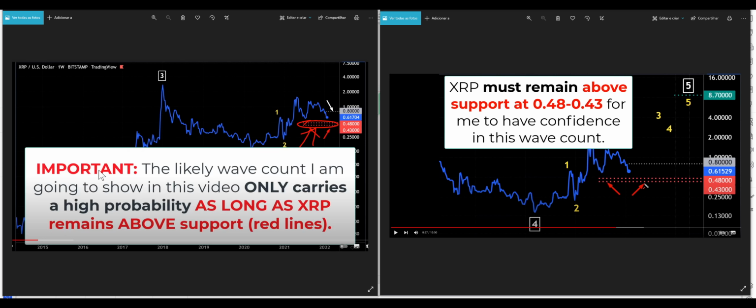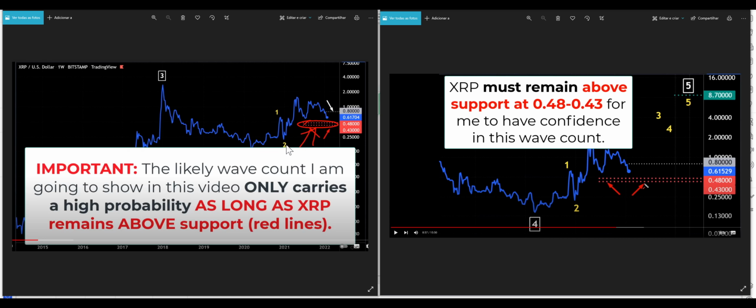So the first one here, important. The likely wave count I am going to show in this video only carries a high probability, it's highlighted, have this in mind, as long as XRP remains above support red lines. So first thing, we only count waves that are set. So it is a lagging event, okay? It must happen, and then we are going to count the waves. But it doesn't work. It is not accurate and it is irrelevant.